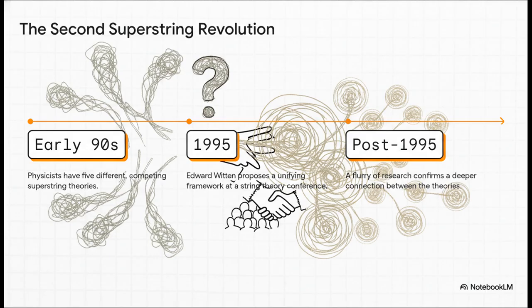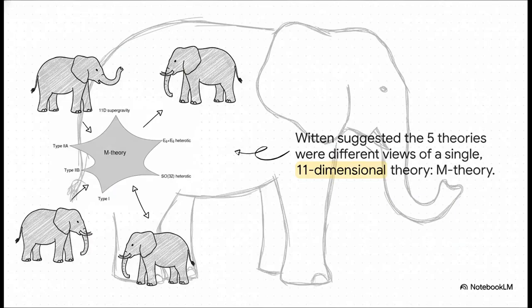Then, in 1995, a physicist named Edward Witten stood up at a conference and changed everything. Witten proposed this absolutely breathtaking idea. He said, what if the 5 competing string theories, and even this other theory called supergravity, what if they aren't competitors at all? What if they're just different ways of looking at the same single underlying theory? An 11-dimensional theory he decided to call M theory.